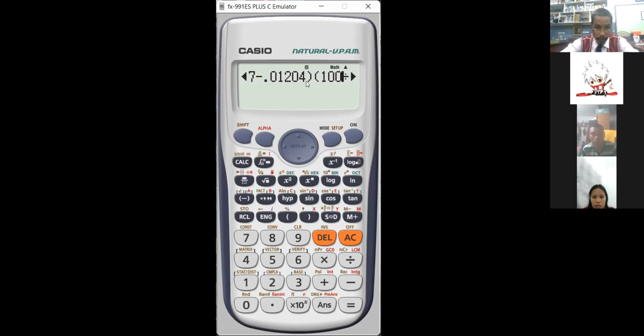Look, I put the parentheses. If not, this will become an error. So I already know it. I am new to this calculator. It is a different model calculator from the one I used in my own board exam. So I am new with this type of calculator model.